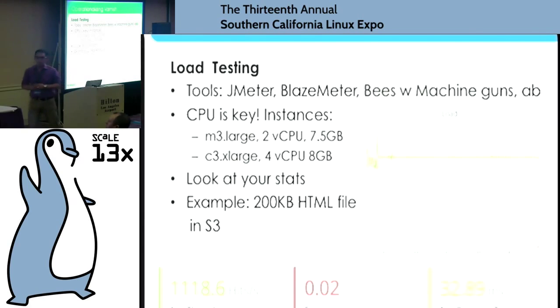I talked about load testing. Load testing is important. We use various tools like JMeter and BlazeMeter. Here are some load tests that we've run recently. You can notice here that the green line starts at the bottom, jumps up to the top as soon as it gets it in cache, and then it serves it from cache. This particular application was an S3 backend with a 200 kilobyte HTML file in S3.